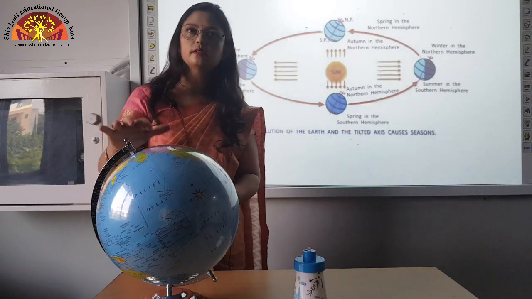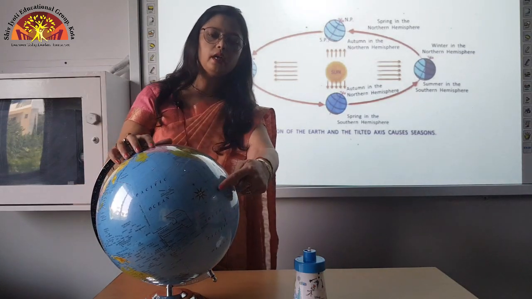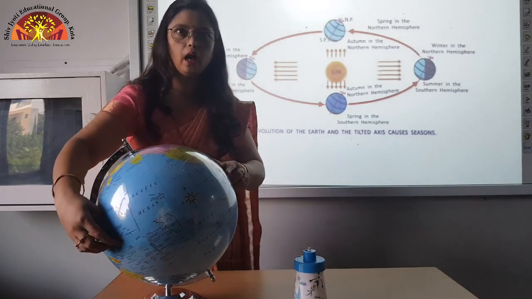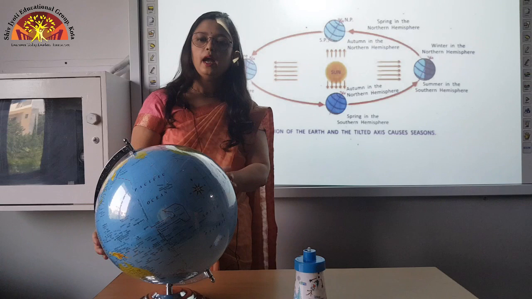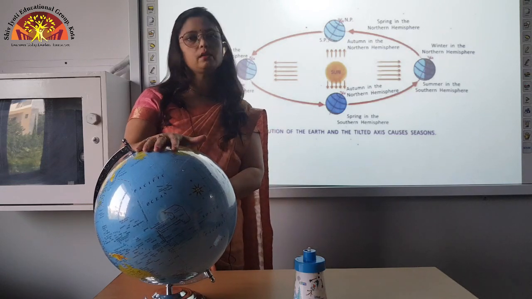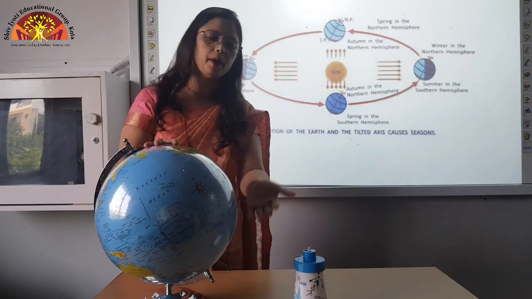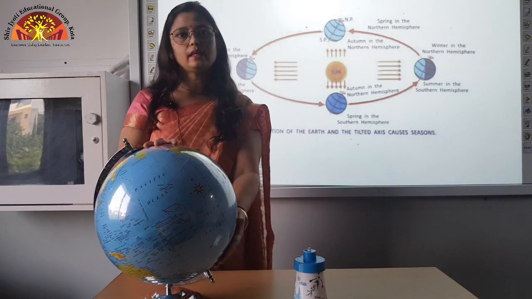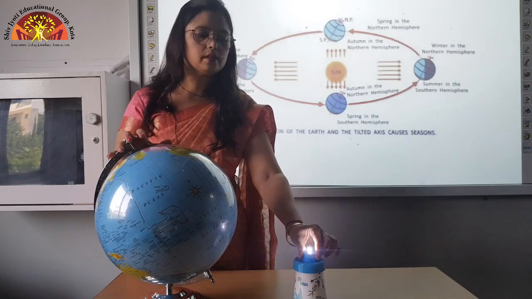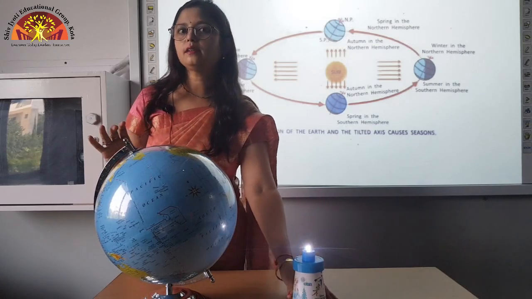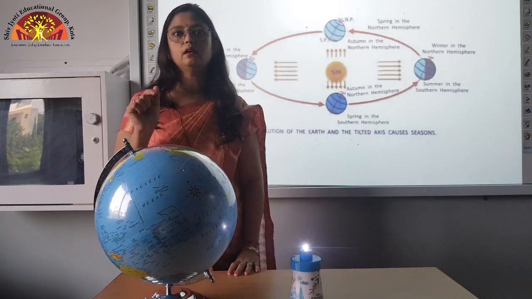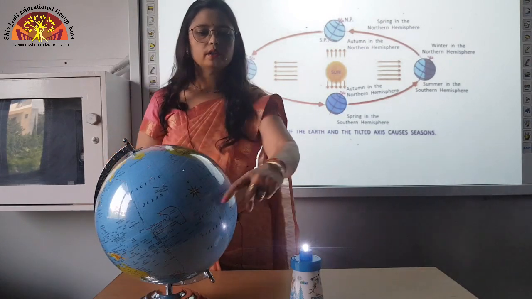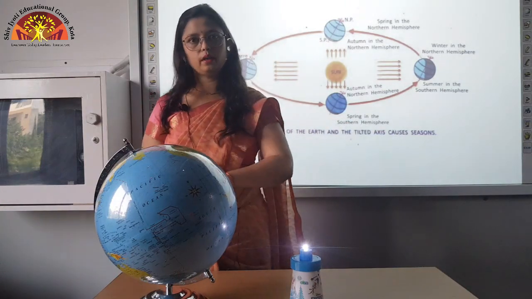Now see children, this is the model of the earth. Now here the imaginary line which is dividing the earth in two equal halves, this is called as equator, and the part above the equator is called as northern hemisphere and the part below the equator is called as southern hemisphere. Now let us see how seasons occur. Now this is the source of light, that is sun, and we know that earth revolves around the sun in its own orbit. So this is the orbit of earth where it revolves.